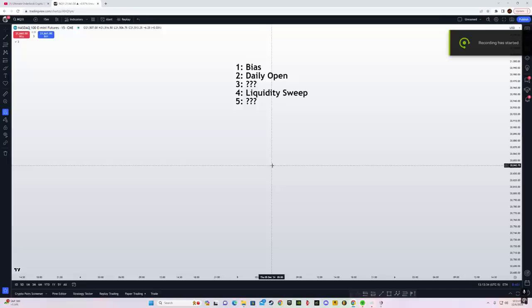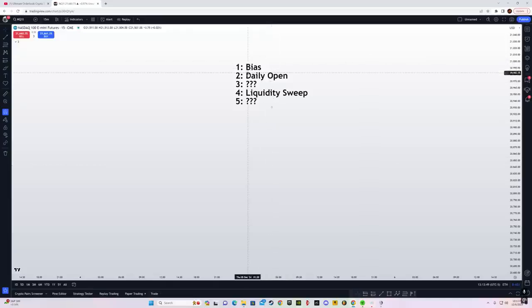Alright guys, in this video, I'm going to be teaching you the best ICT liquidity sweep trading strategy that you can use right now or in 2025 and beyond. This is the only liquidity sweep strategy you need. It is very easy and it uses 5 steps.